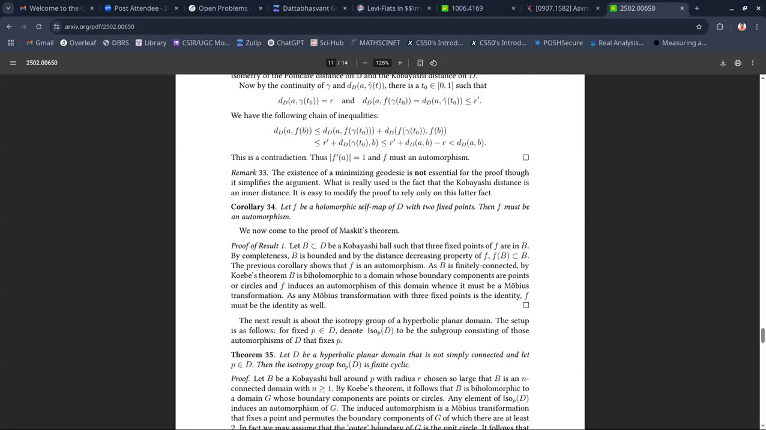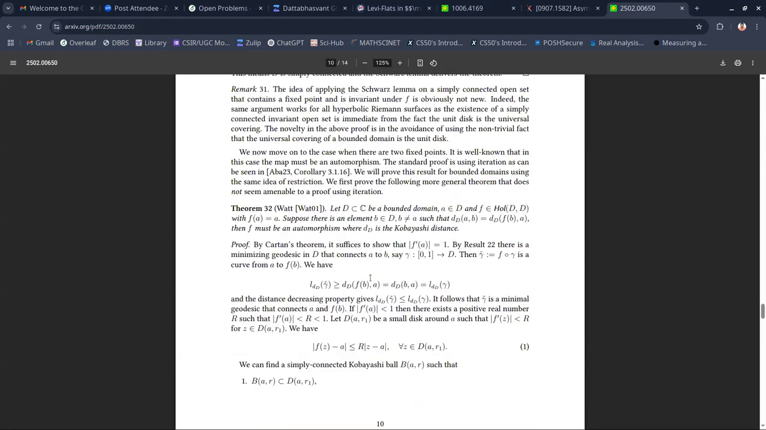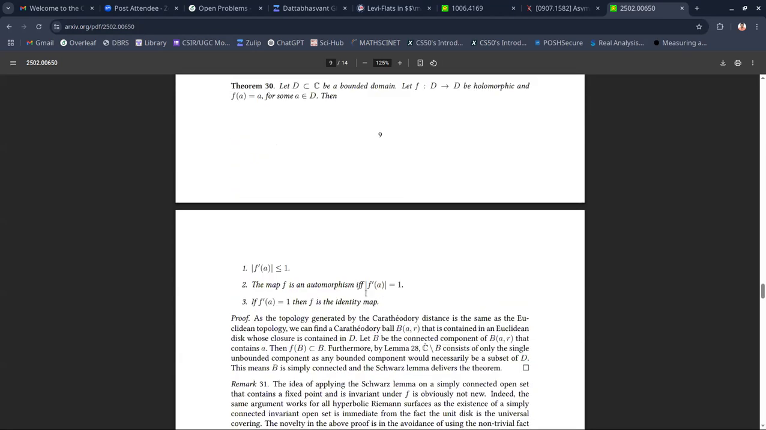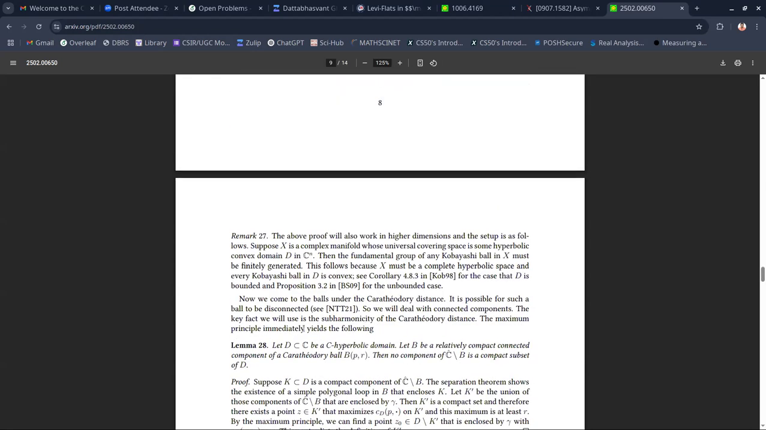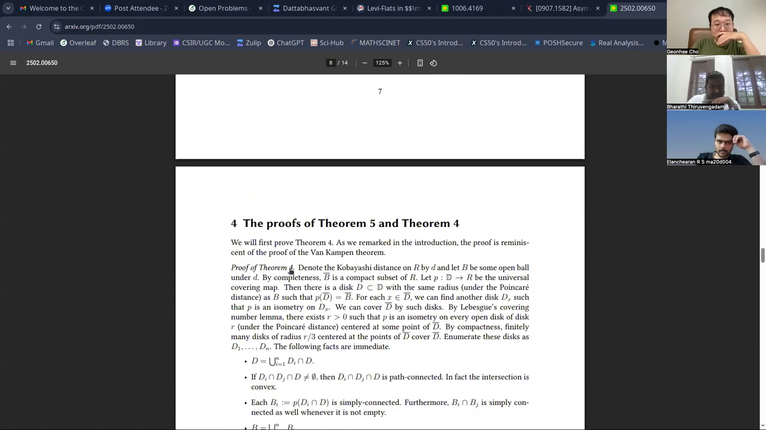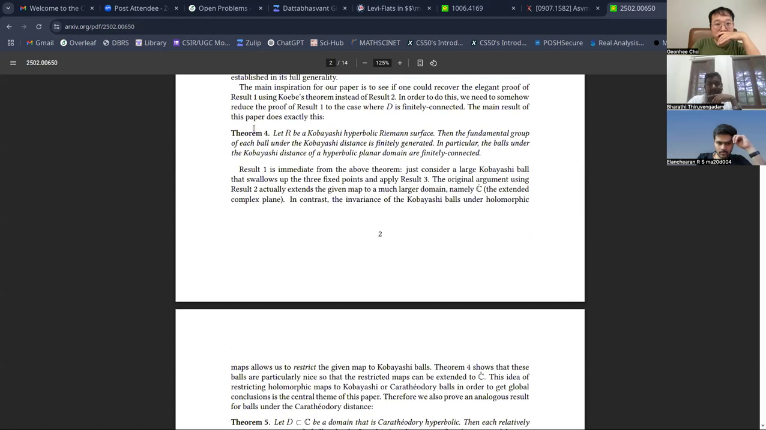Our main theorem, I will show the statement first, maybe that will be better. This is Theorem 4. Let R be a Kobayashi hyperbolic Riemann surface, then the fundamental group of each ball under the Kobayashi distance is finitely generated. In particular, the balls under the Kobayashi distance of hyperbolic planar domains are finitely connected.